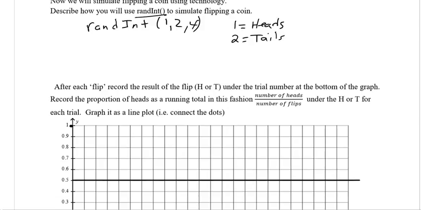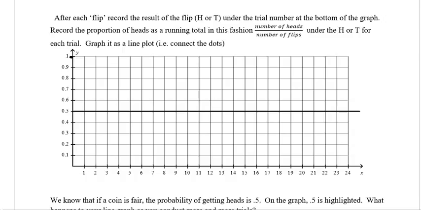After each flip, or in our case 4 flips, we're going to record the results, H or T, underneath here, under the trial number at the bottom of the graph. And then we're going to record the proportion of heads as a running total. I'm going to do a few of these, and then I'm going to pause the video and finish it, and then we'll come back so that you don't have to sit through 24 trials.